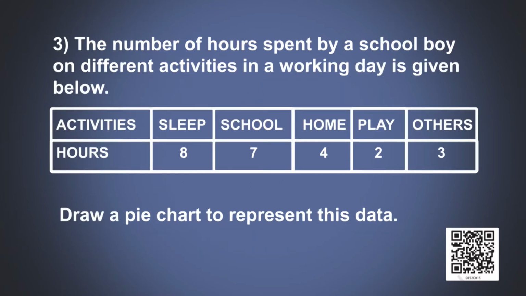Problem number 3. The number of hours spent by a schoolboy on different activities in a working day is given below. Activities: sleep, number of hours spent is 8 hours. For school, he spent 7 hours. At home, he spent 4 hours. For play, he spent 2 hours, and for other activities, he spent 3 hours. Draw a pie chart to represent this data.